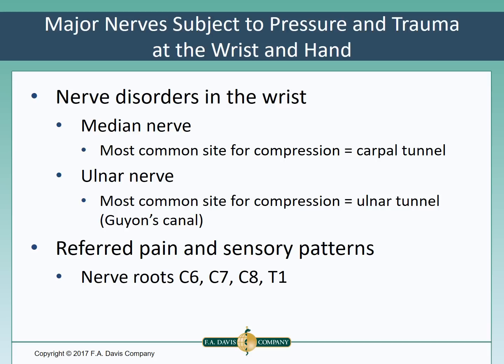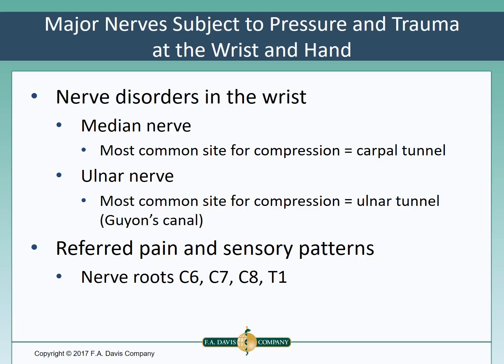So if a patient's complaining of thumb, pointer finger, middle finger numbness and tingling, that may match up with the median nerve. Versus if a patient's complaining of fourth and fifth digit numbness and tingling, well, that doesn't match up with the median nerve, because that's the ulnar nerve distribution. So the site for that is more of the Guyon's canal.